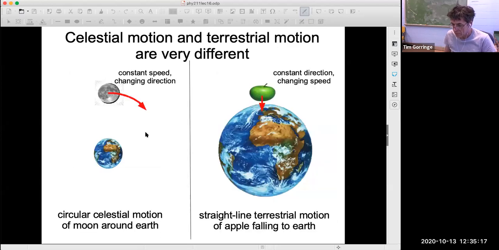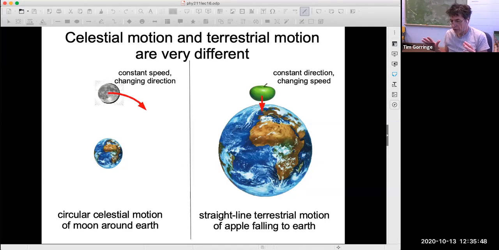Okay, so I want to begin today's class with just exploring and comparing celestial and terrestrial motion. And then we'll work our way to the discovery, to the uncovering of the universal law of gravity. And then we'll look at some applications, some examples of the law of gravity.